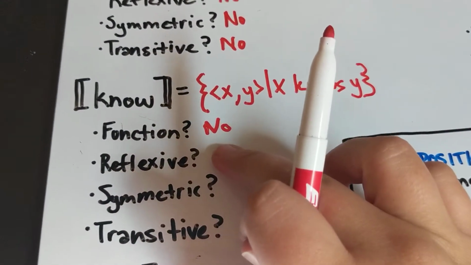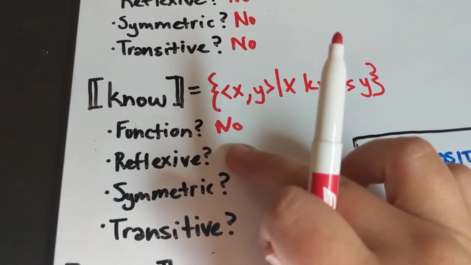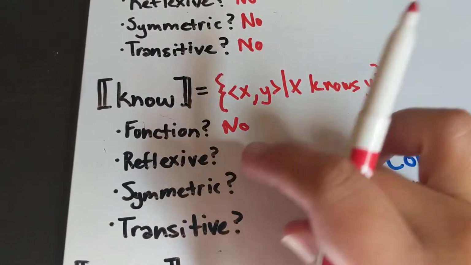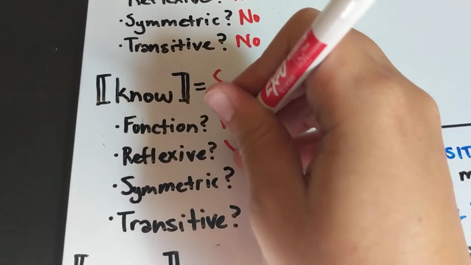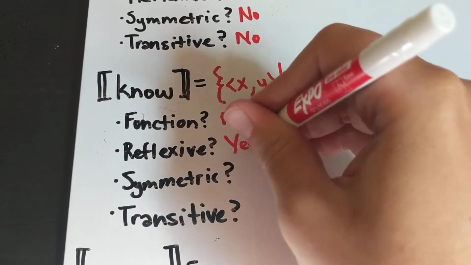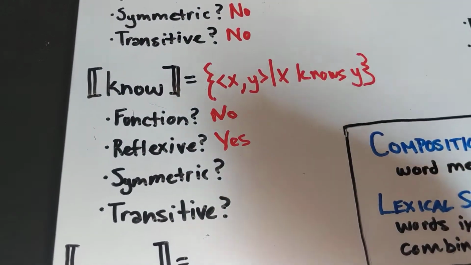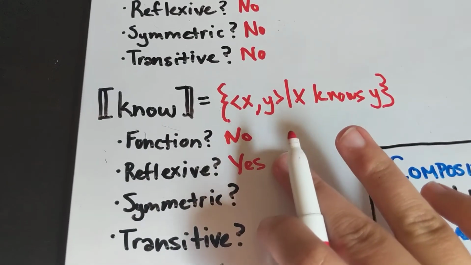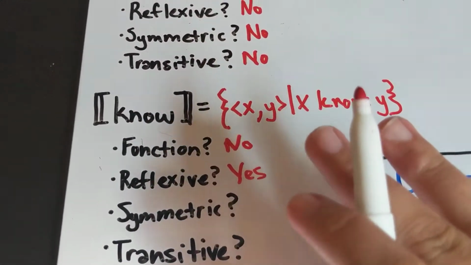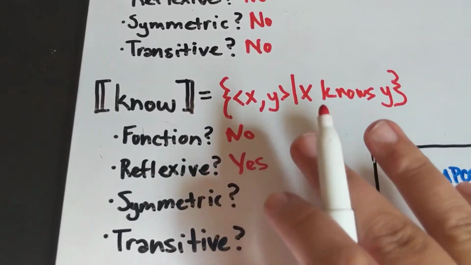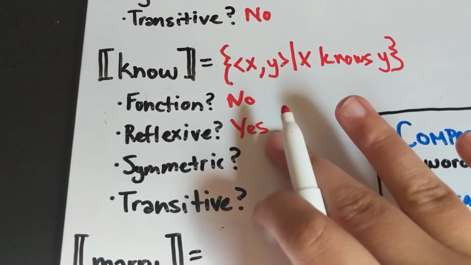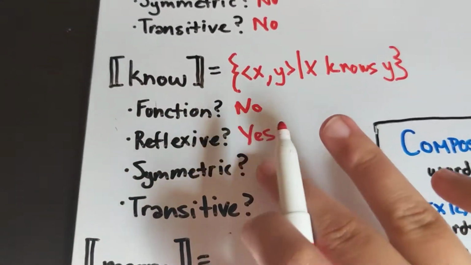Is it reflexive? If this is the case, then everyone knows themselves. I would say this is true. We could get philosophical about it and talk about what it really means to know yourself. But if we take the most basic meaning of know, that it just means you're familiar with, you would recognize, you have some sort of familiarity with yourself, then that is true. Everyone knows themselves, so this is a reflexive relation.